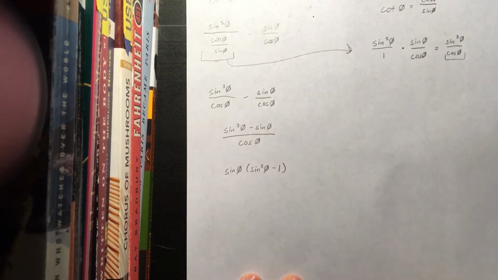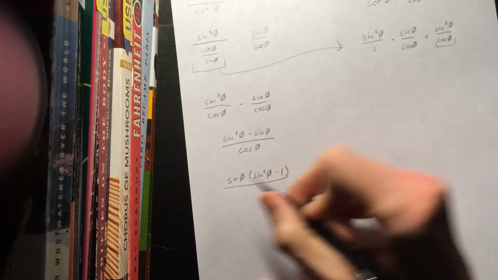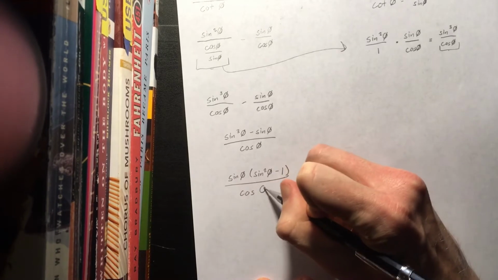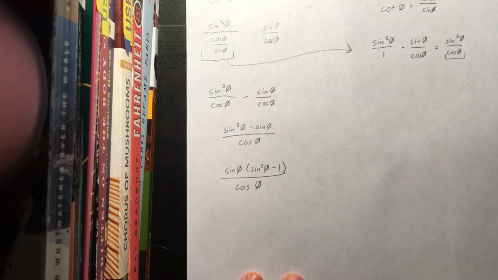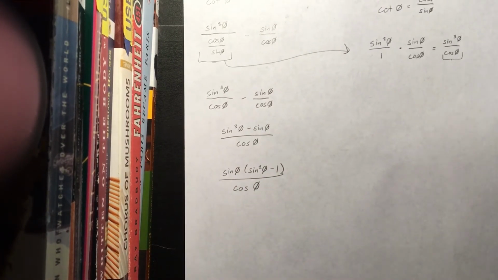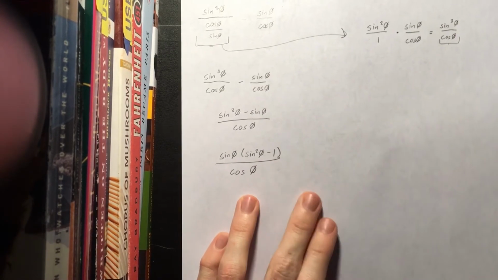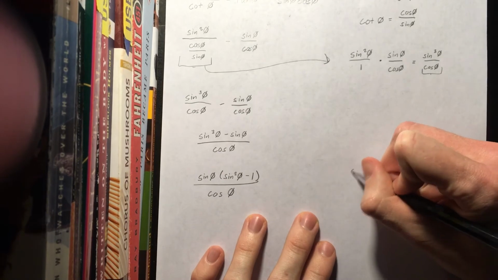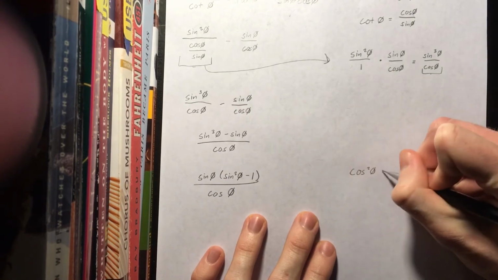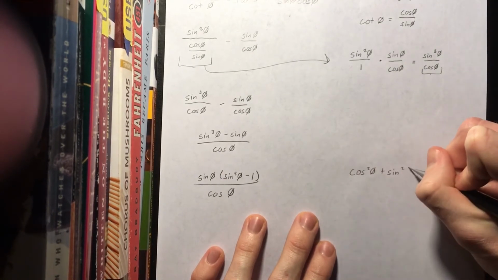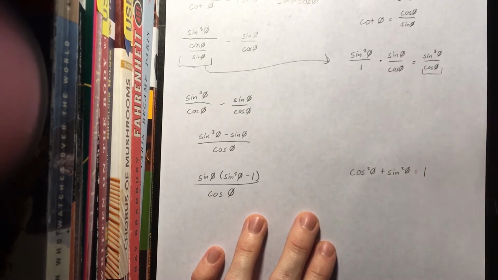Minus 1, right? Still over cosine theta, right? Okay, now hopefully you've seen something similar to this before, right? And that's going to be our other trig identity, which is cosine squared theta plus sine squared theta equals 1, right?